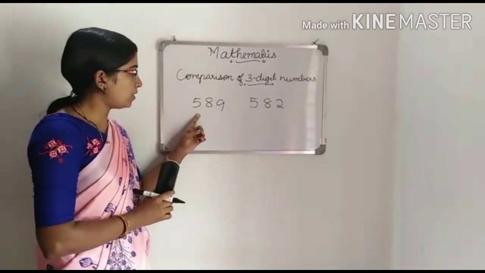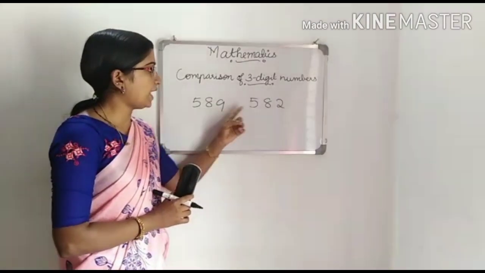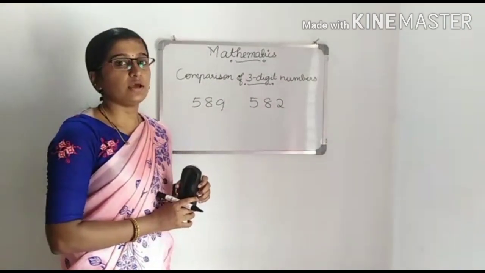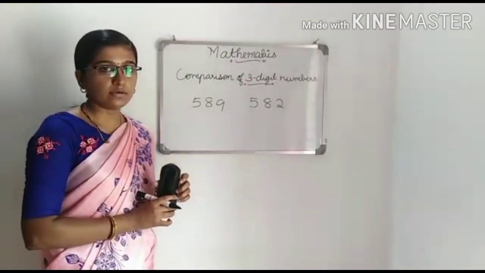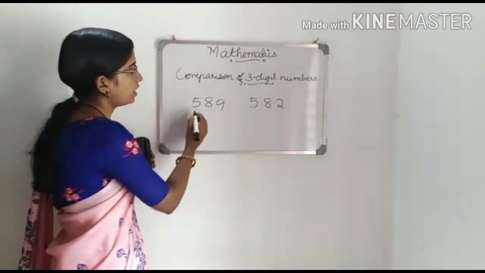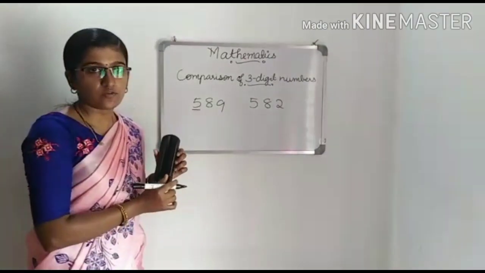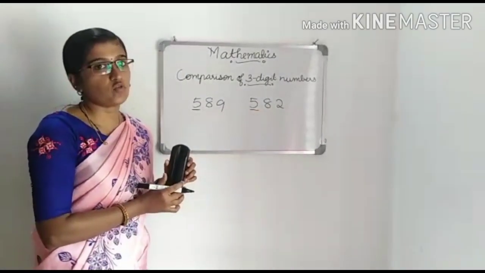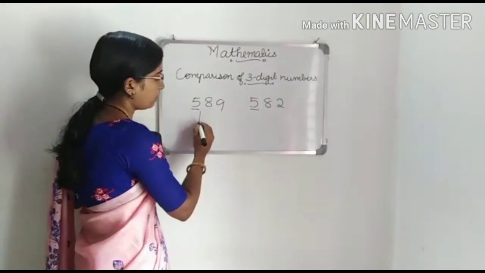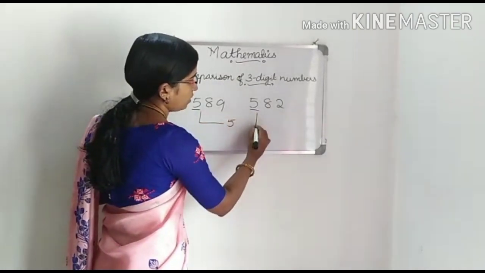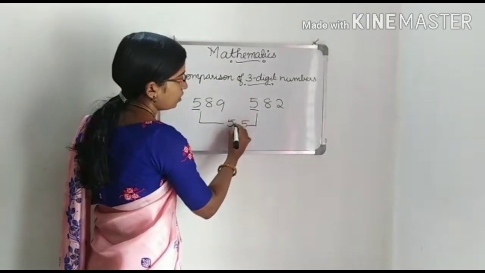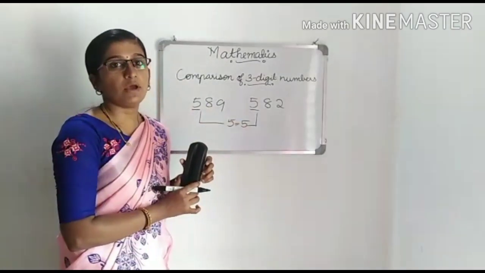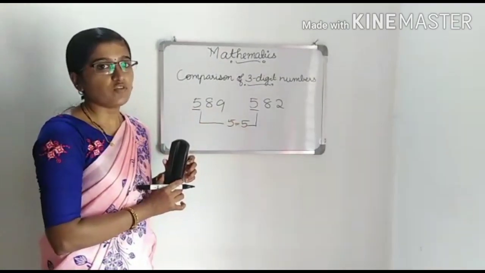Let's do another problem. Consider the numbers 589 and 582. While comparing 3-digit numbers, first we should compare the hundreds place. In 589, the digit in the hundreds place is 5, and in 582, the digit in the hundreds place is also 5. So we can compare 5 and 5. Here 5 is equal to 5. If the hundreds places are same, then we should compare the tens place.